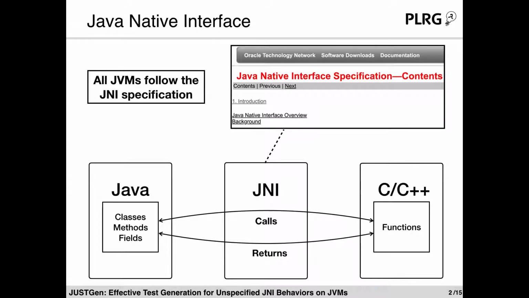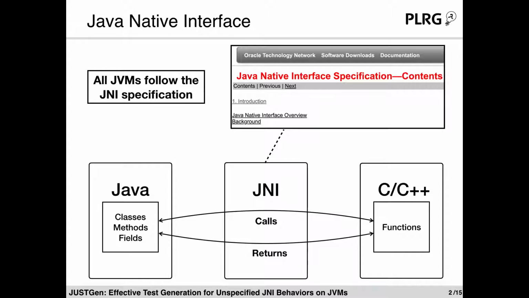Before going into detail, let me briefly introduce you to JNI. JNI stands for Java Native Interface, and it provides a way for Java applications to interoperate with native code written in C and C++. Using JNI, a Java application can call functions in native code, and similarly, native code can call functions or access classes and fields in Java applications.